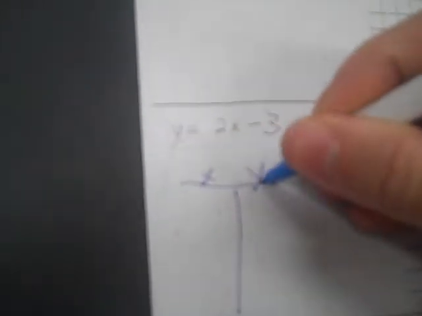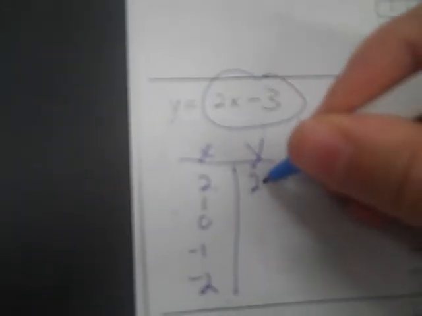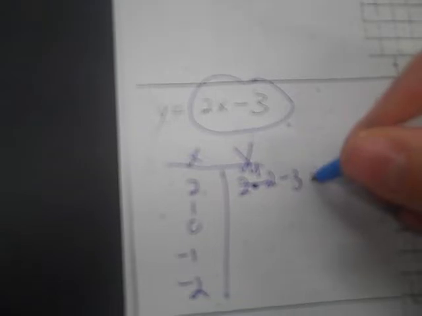Okay, now last one, y equals 2x minus 3. So the x, you're going to input 2, 1, 0, negative 1, negative 2. So I got 2 times x minus 3. So I got 2 times, but I replace the x with 2. 2 times 2 is 4. 4 minus 3 is 1. Okay. 2 times 1 minus 3. 2 times 1 is 2. 2 minus 3 is negative 1.